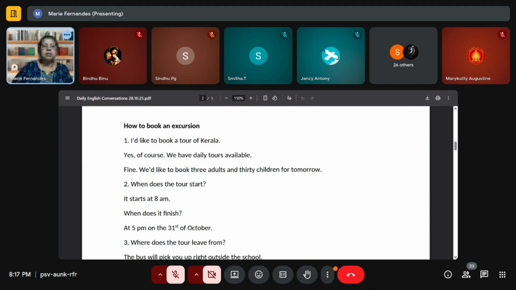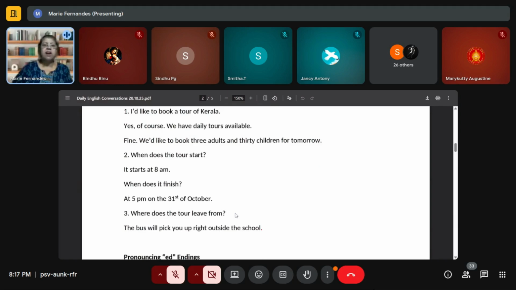How to book an excursion. I'd like to book a tour of Kerala. Yes, of course, daily tours available. Now, probably you're talking face to face, or maybe you're talking on the phone. It all depends. Then you say, fine, we'd like to book 3 adults and 30 children for tomorrow. When does the tour start? It starts at 8 a.m. When does it finish? At 5 p.m. on the 31st of October. Where does the tour leave from? The bus will pick you up right outside the school.